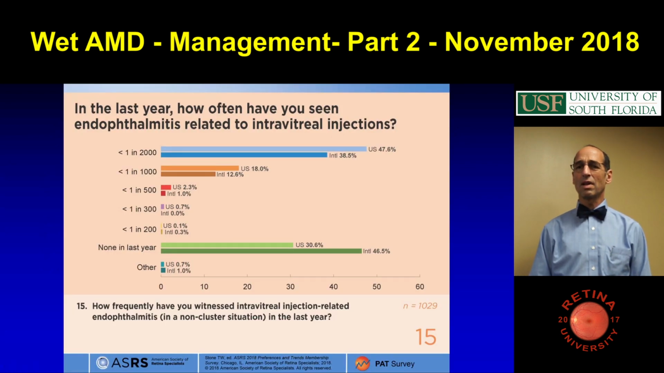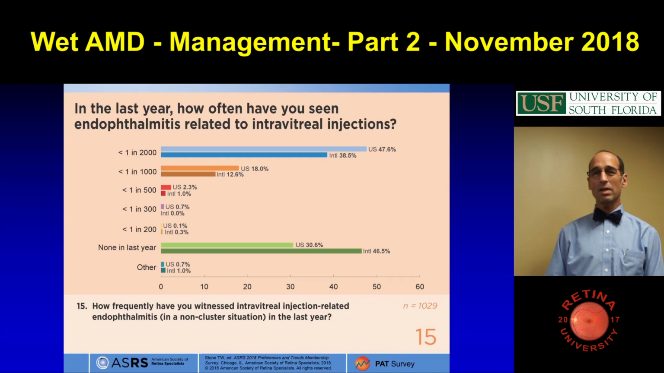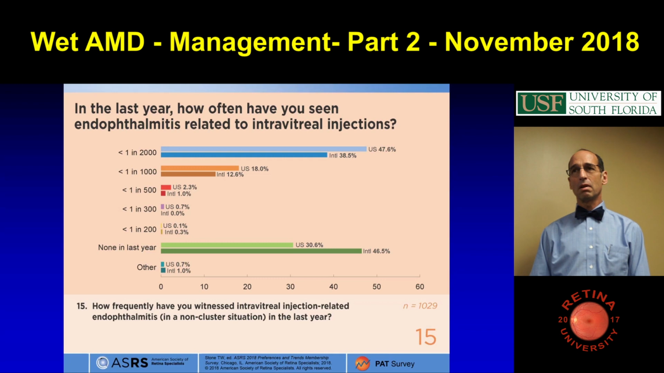Yeah. Okay, thanks. And then, how often have you seen endophthalmitis? I think the number really is about 1 in 5,000. Some people get 1 in 10,000, but it's hard. It's a rare event, so it's hard to really nail it down. But it's pretty uncommon.